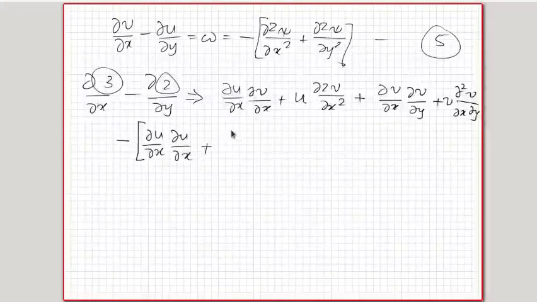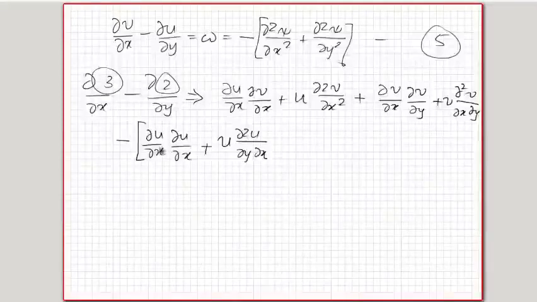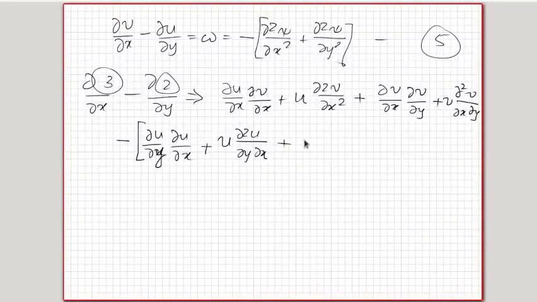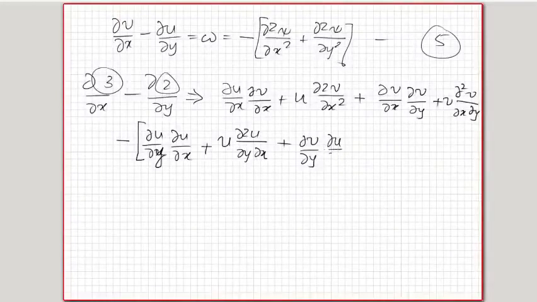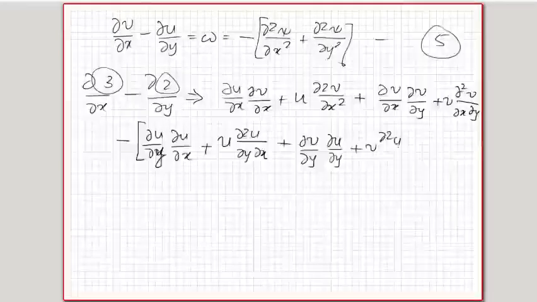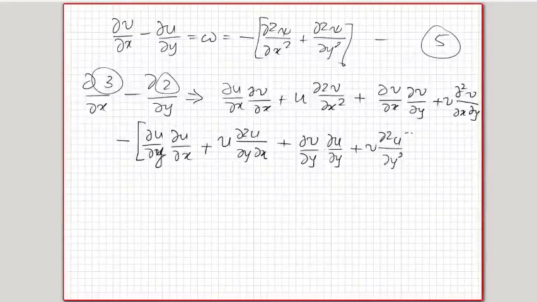plus u del squared u by del y del x. Okay, so del u by del y into del u by del x. Okay, this is differentiated with respect to y. So del u by del y into del u by del x and u del squared u by del y del x plus v del u by del y. So del v by del y into del u by del y plus v del squared u by del y squared. Okay, so this is the left hand side of the other equation.